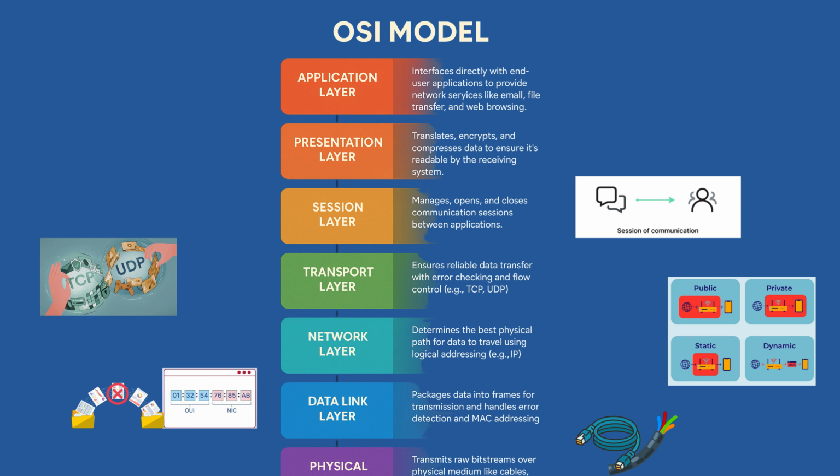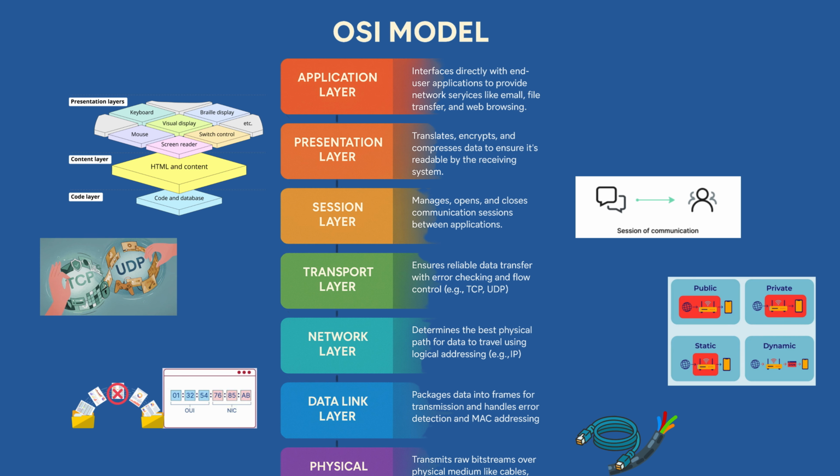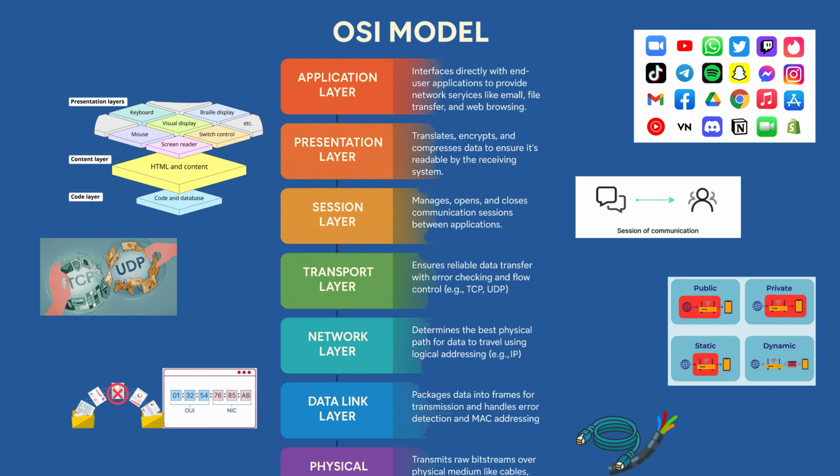The session layer manages, opens, and closes communication sessions between applications. The presentation layer translates, encrypts, and compresses data to ensure it's readable by the receiving system, while the application layer interfaces directly with the end user. It is what you see. Applications provide network services like email, file transfer, and web browsing.